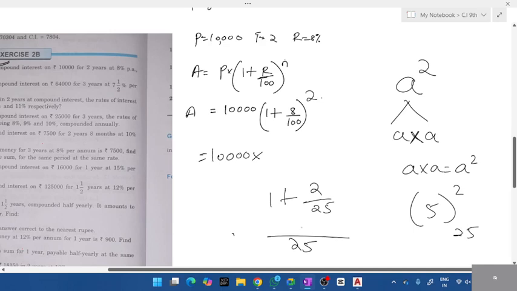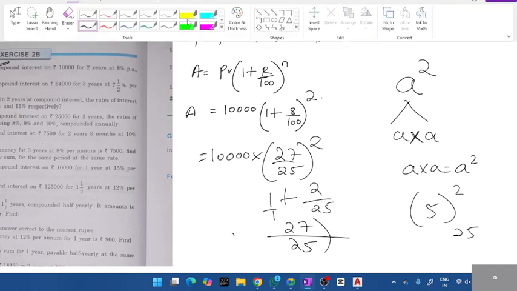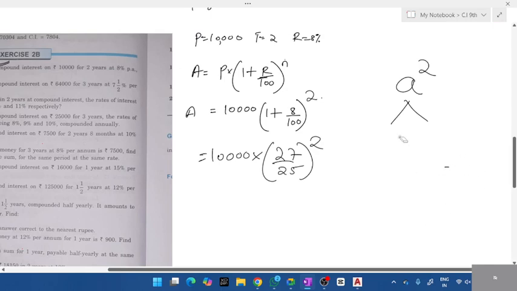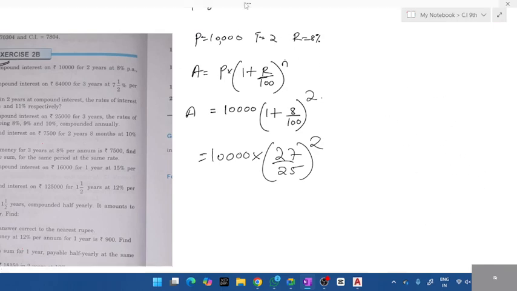If you take LCM, what do you get? Don't write anything, first listen. When you take LCM, what do you get? In the numerator, what do we get? 25 plus 2, 27. Is this clear? Did you understand till here? Response, students. Reply, unmute the call. Did you understand up to this point? We reduced it and we took LCM.